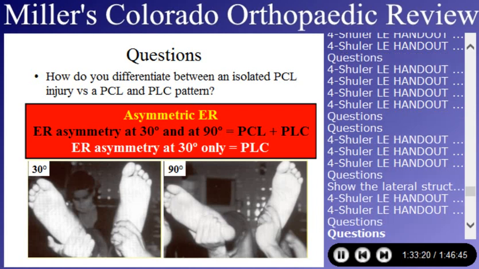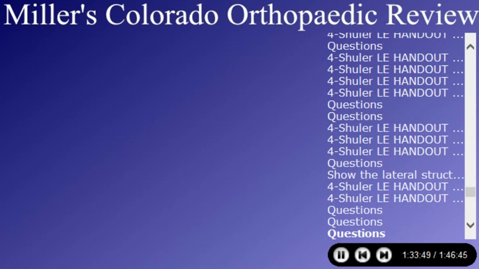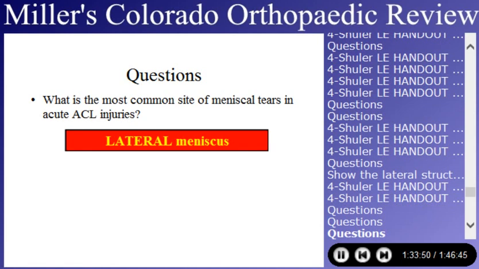Great question. Bone bruise, acute ACL injury. Where's it at? Lateral femoral condyle mid-third, lateral tibial plateau posterior one-third. You'll have an MRI that shows just bone bruises, and they'll do it in such a fashion that you do not see a cut through the ACL. They'll have the cut just going back, and all you see is a bone bruise. You have to determine that's an ACL injury by knowing your anatomy, what's going to happen. Most common site of meniscal tears in acute ACL injury is where? Lateral meniscus.